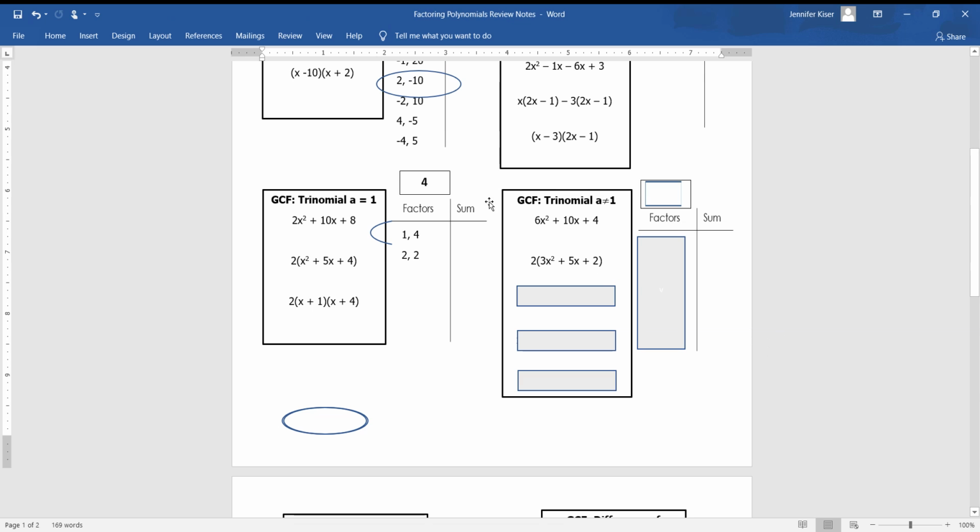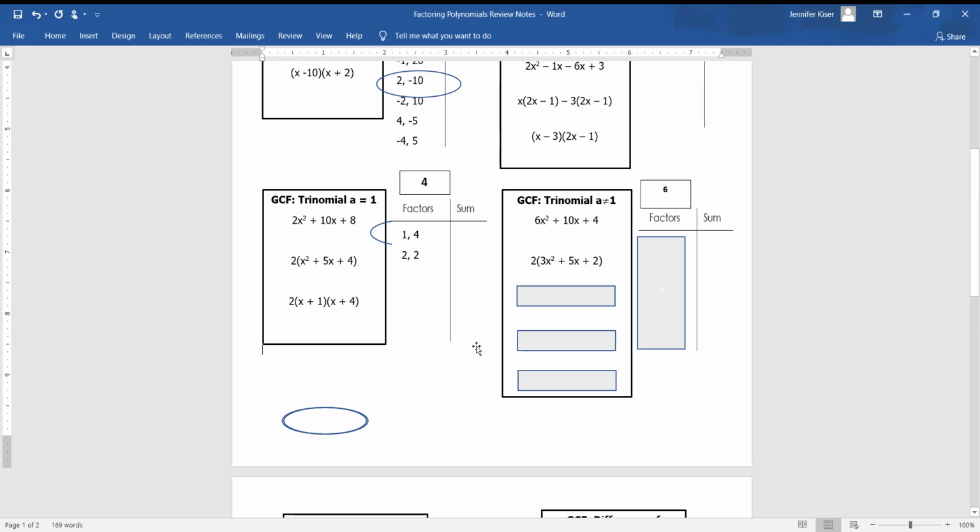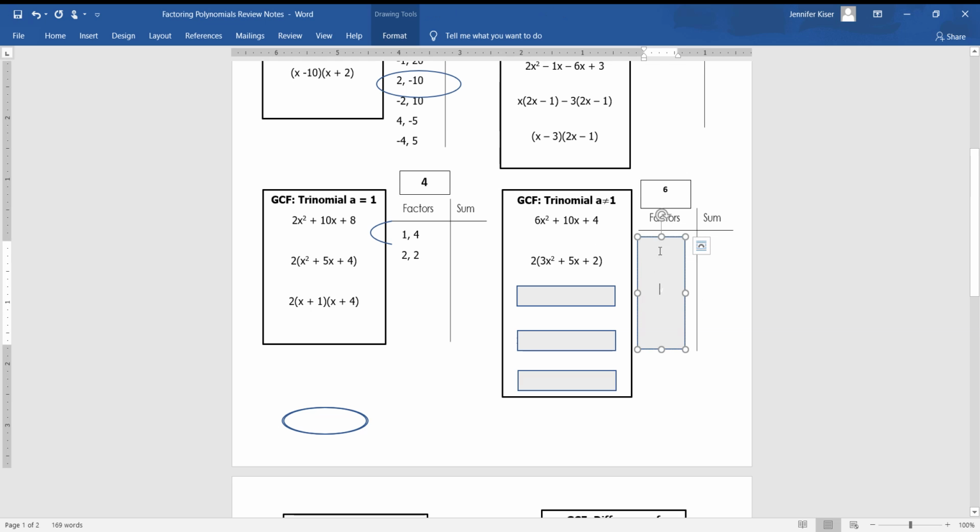And then you can ignore the 2 till the end, so you'll do a times c, so 2 times 3. So here you'll need factors of 6 that add to give you the 5 then. Hold on, this should say 6. Okay. And then you're going to need 2 positive factors here, so you can make your list. So you'll just have 1 and 6, and then 2 and 3 in your list then.